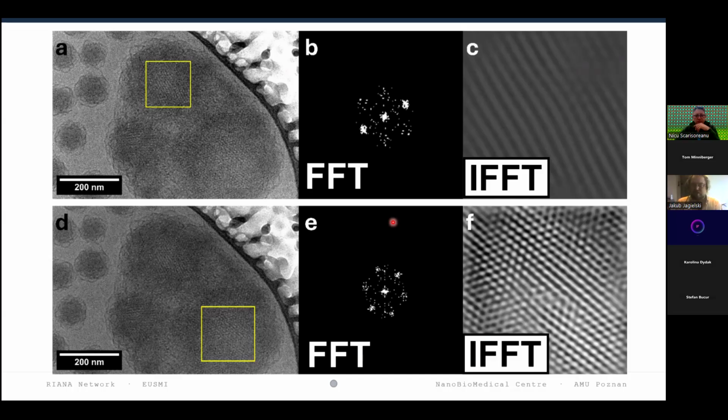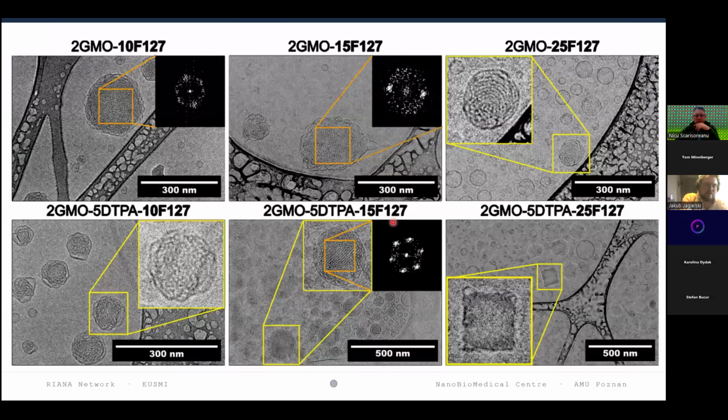Then we can use the fast Fourier transformation on these selected regions to reveal discrete diffraction spots corresponding to the real space periodicity. And by inverse fast Fourier transformation, we can reconstruct around the principal Bragg reflections to isolate the periodic component from the background noise, clearly resolving the lattice. So here I just wanted to show you that these nanoparticles indeed show this periodic internal structure.